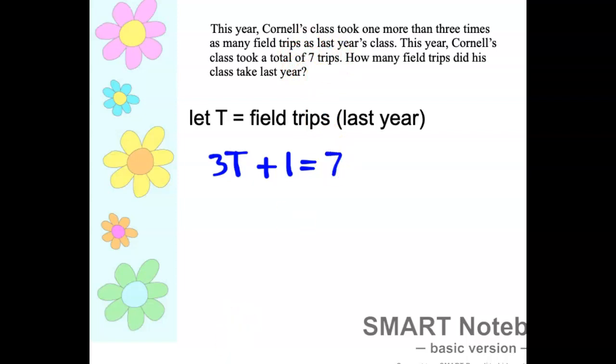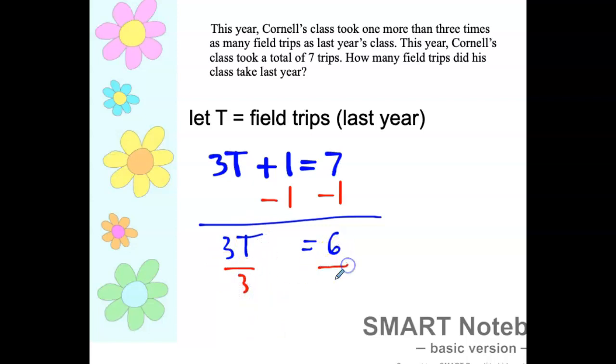Since I asked you to solve this using inverse operations, the inverse of plus is minus, so you subtract 1 from both sides. 1 minus 1 is 0, we don't need to write that. And 7 minus 1 gives you 6. So to isolate T, we divide both sides by 3, to get only T. So our answer is T equals 6 divided by 3, which is 2.